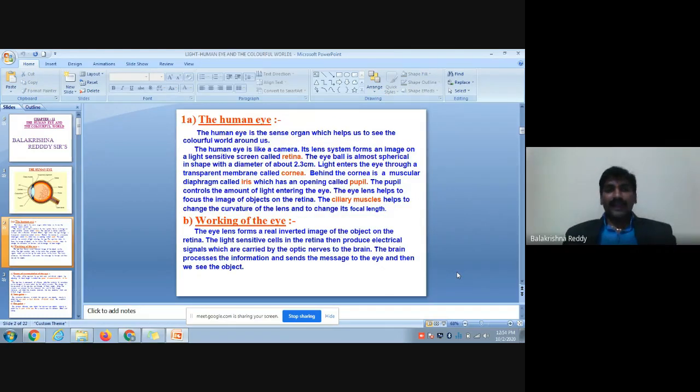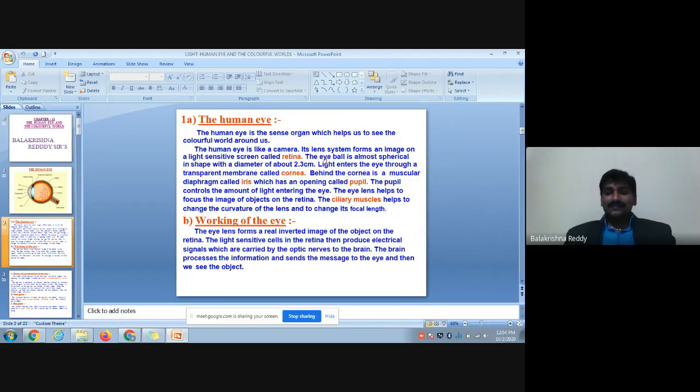Now, what is a human eye, whatever we have discussed till now? The human eye is a sensitive organ in a human. Human eyes act like a camera, because the camera was designed from the human eye concept. Whatever light rays are refracted through the human eye, the image will be inverted on the screen. So it is acting like a camera.